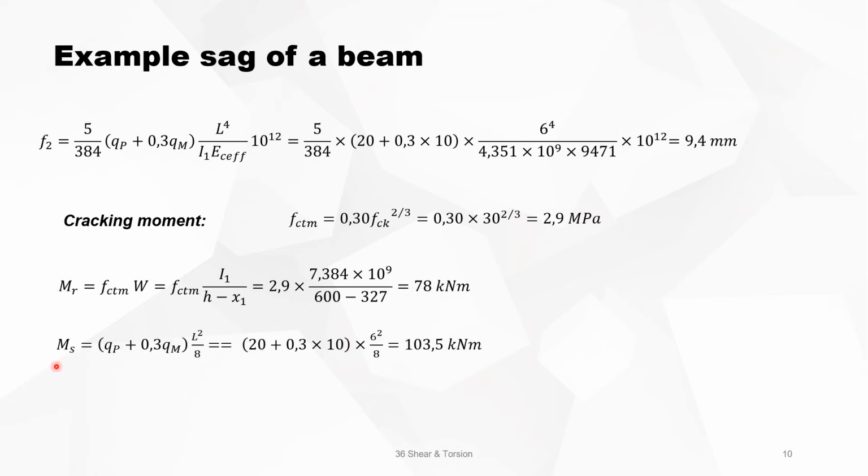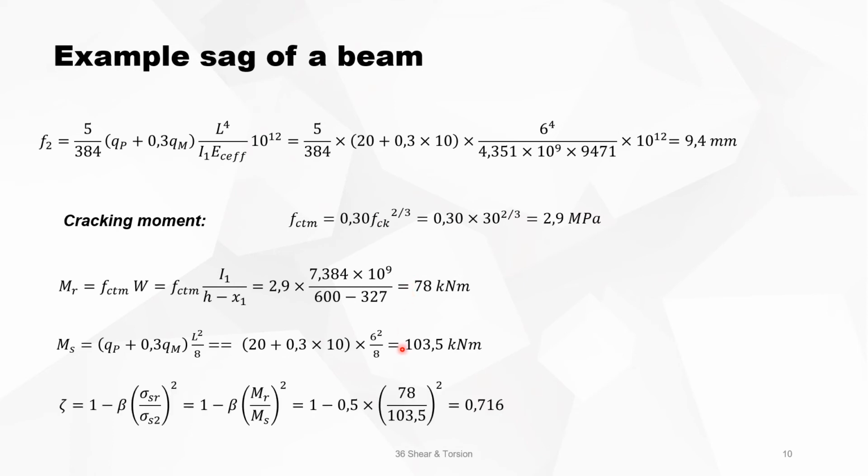The applied bending moment in ULS quasi-permanent equals the permanent loads plus Psi2 times the mobile loads times L squared over 8. It's in the midspan, the maximum bending moment, gives you 103.5 kilonewton meter. It means that the section is cracked.